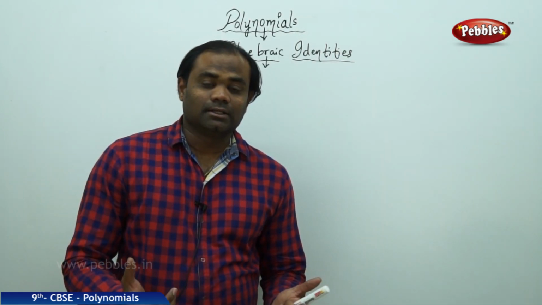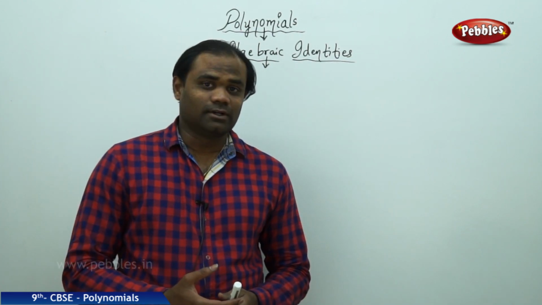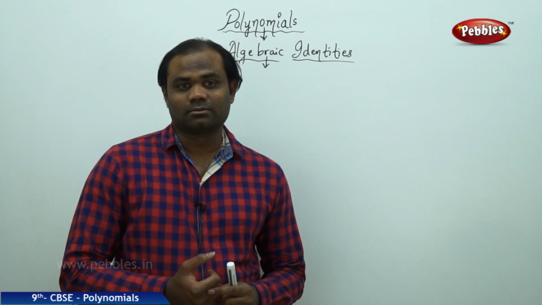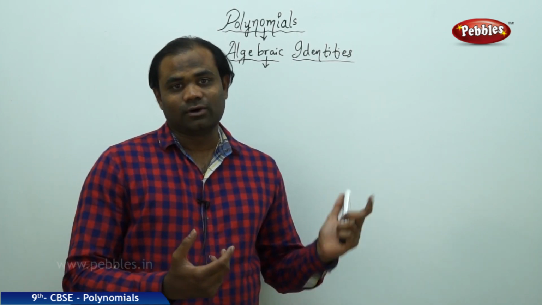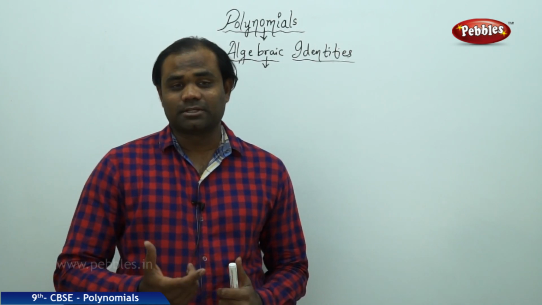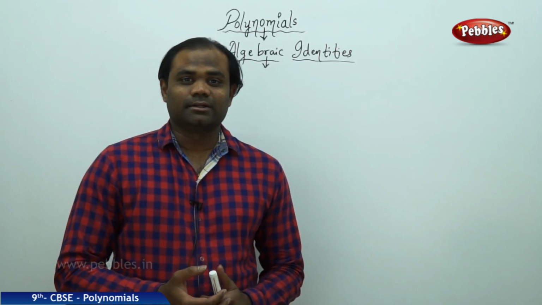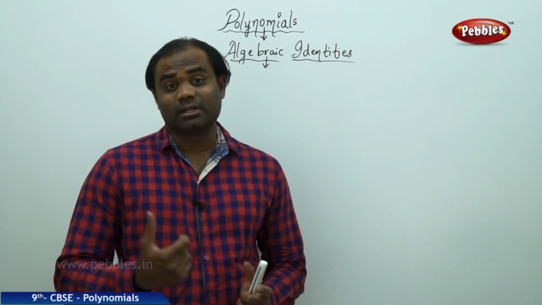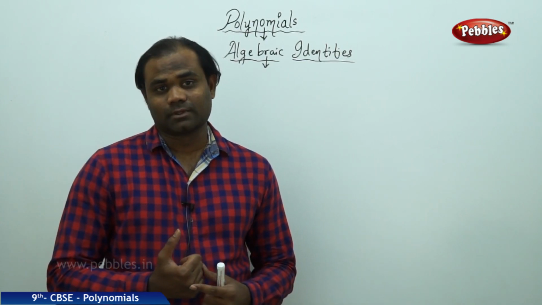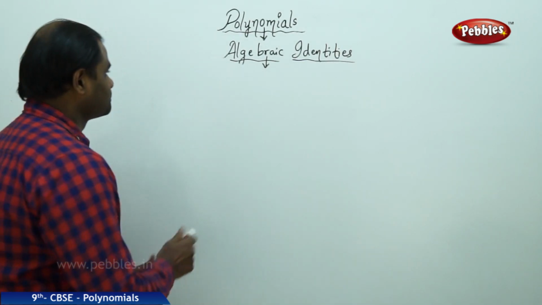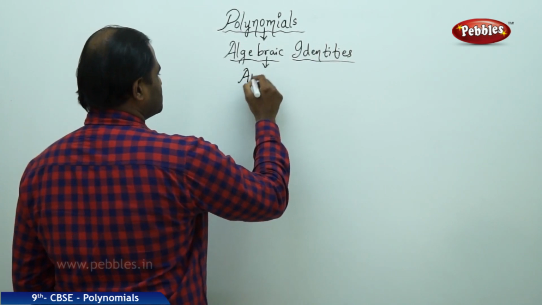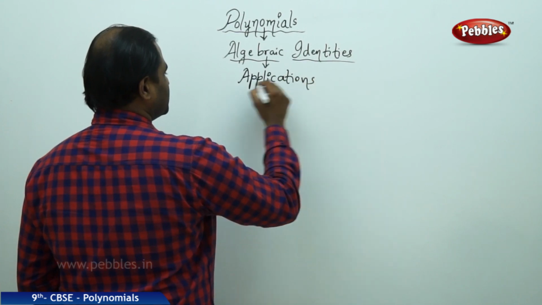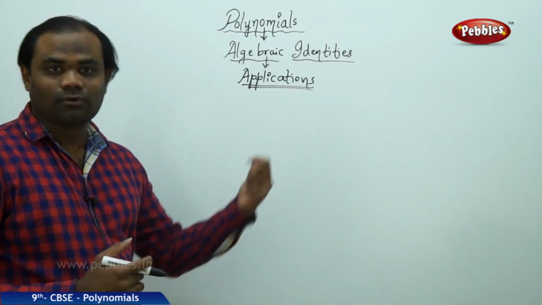Now let's see the other types of applications of the algebraic identities in solving many mathematical problems. As we have seen with the previous case of one of the algebraic identities which helps us in factorizing, the algebraic identities also help us in solving many problems which involve multiplication of two numbers. So let's see one of the applications. The applications of algebraic identities is the topic for today's session.